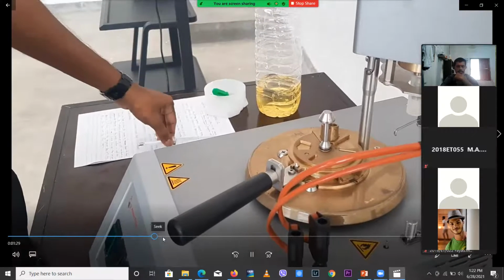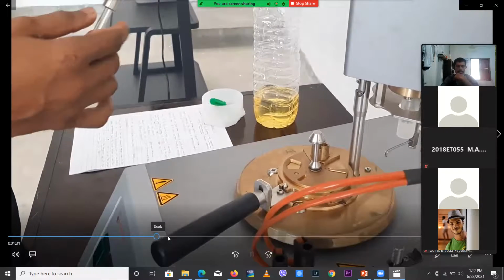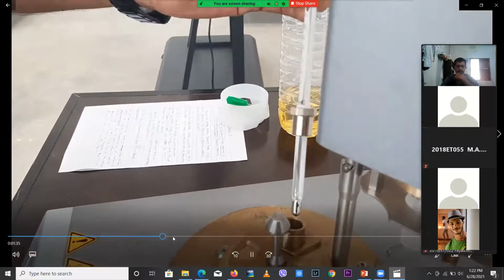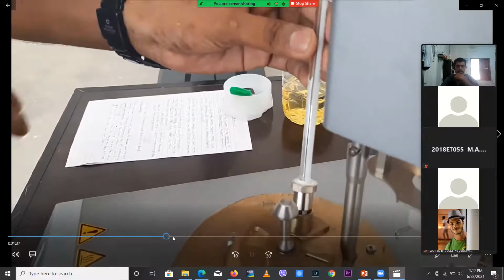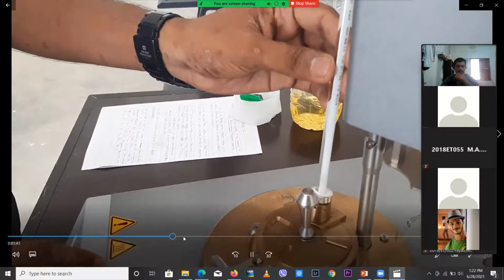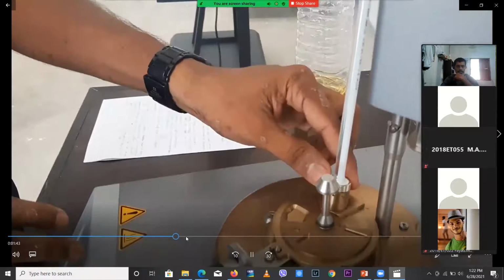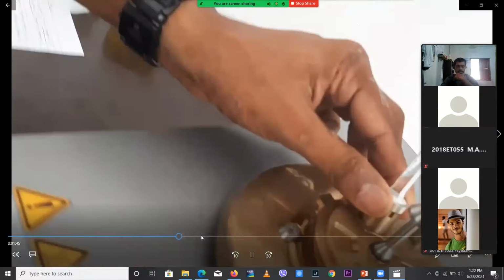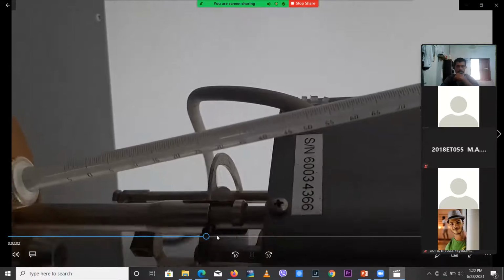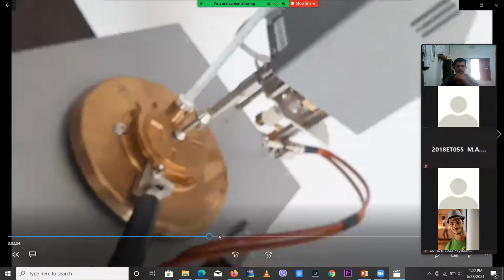Then we have to insert this thermometer also, so that from the outside we can measure and find out the sample temperature.